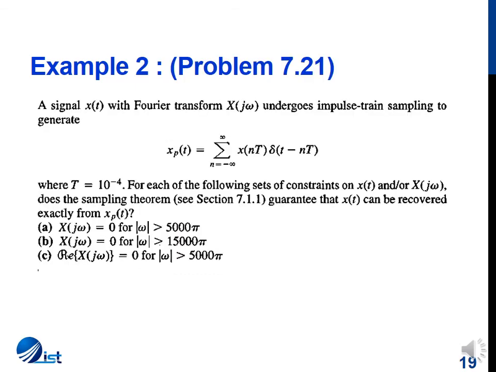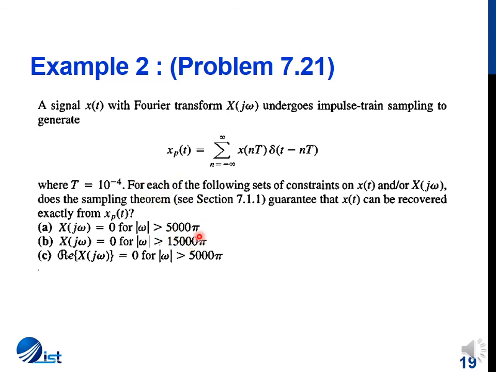The next problem is problem 7.21 of your textbook. Here we have to see whether the given constraints are sufficient to guarantee that x(t) can be recovered from xp(t). So we have an impulse train sampling, and the time period of the impulse is 10 to the power minus 4 second. So the sampled signal has samples after every 10 to the power minus 4 seconds.